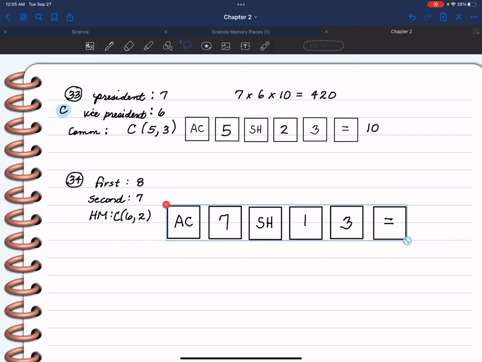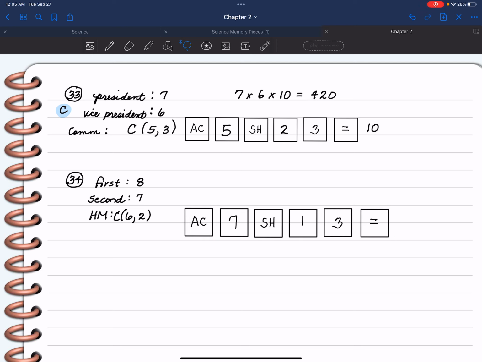So let's try this on the calculator. We have 6 choose 2. That's 15. And then the fundamental counting principle tells us to multiply all of those choices. So 8 times 7 times 15 is 840 different possibilities. So I like C for number 34.